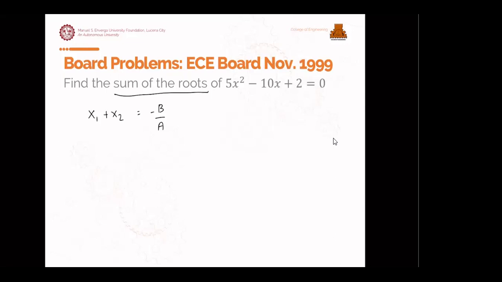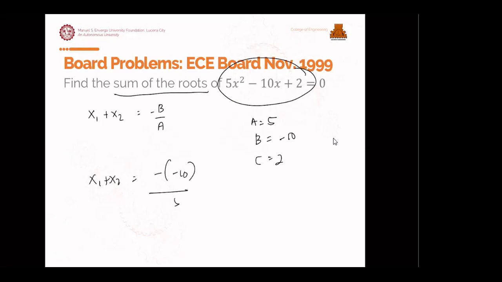So anong gagawin mo? Kukunin mo ba yung root? O i-apply mo lang yung ABC? So pag given na directly yung lahat ng numbers dun sa quadratic equation natin, identify nyo lang agad yung value ng ABC. And then, para makuha yung sum of root, substitute mo lang. So, ang sum of root natin will be equals to 2. So, yun na po agad yung answer natin.